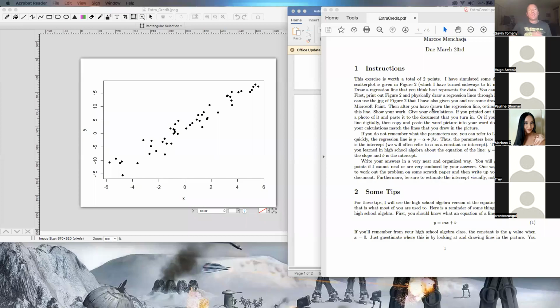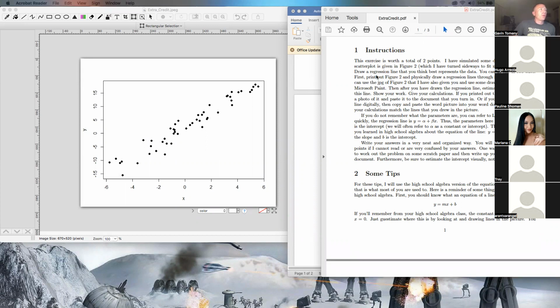All right. So go ahead and just kind of read through this real quick. This exercise is worth 2 points. He simulated the data for X and Y. A scatter plot is given, which is what I have opened here in JPEG. The first thing it says is to draw a regression line that you think best represents the data.